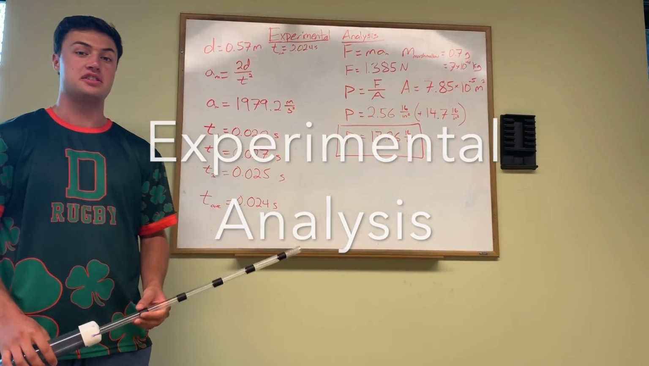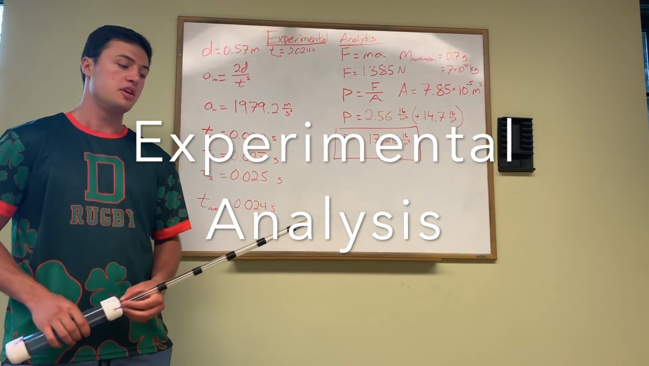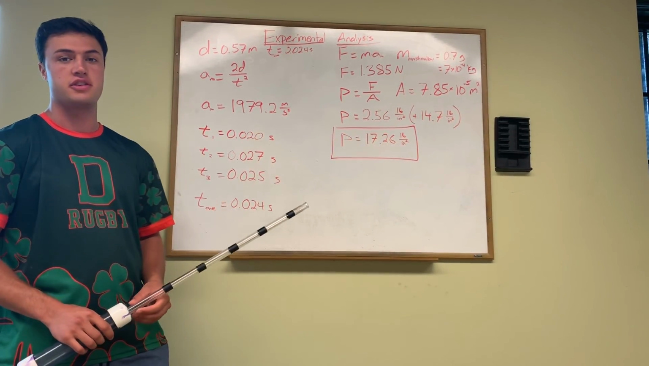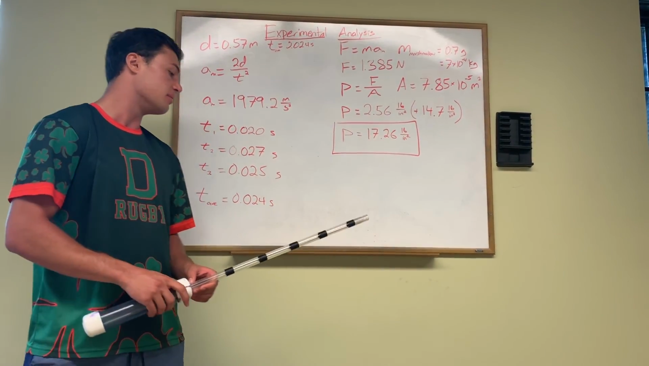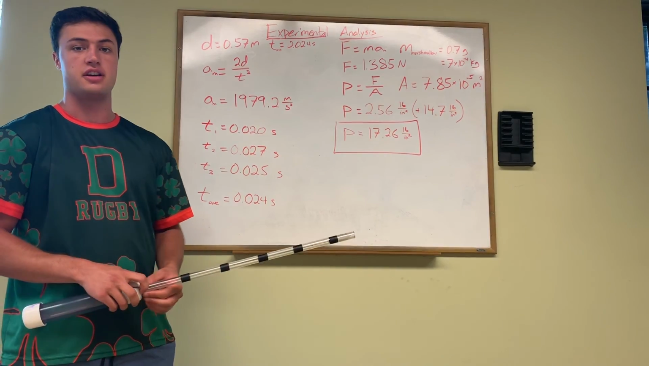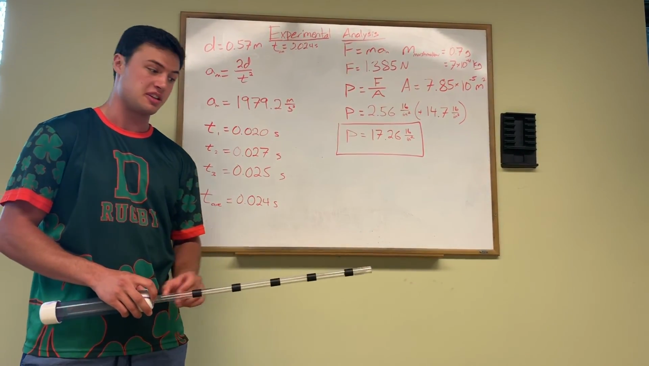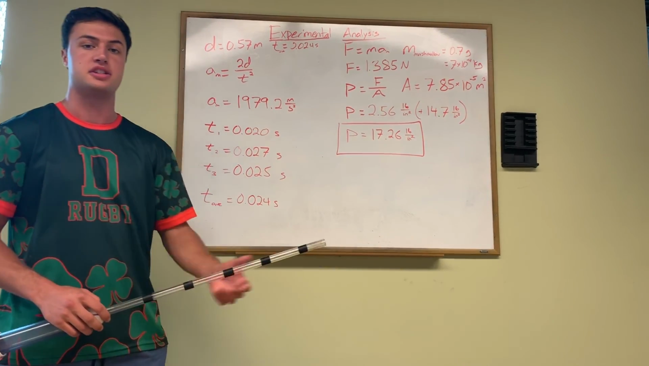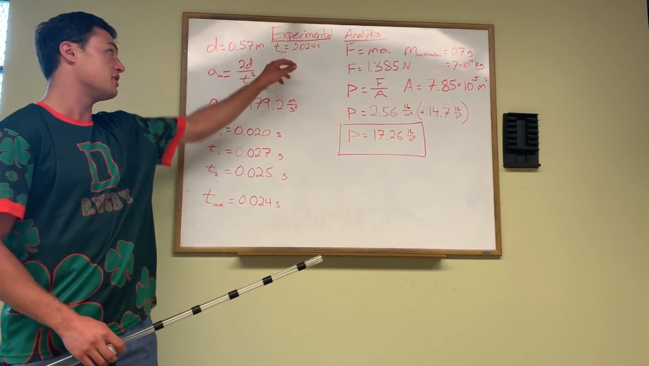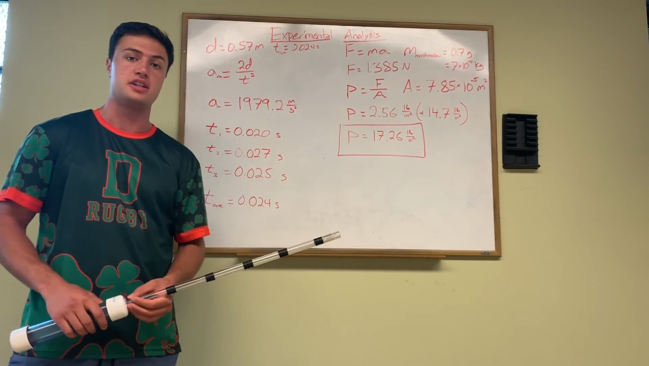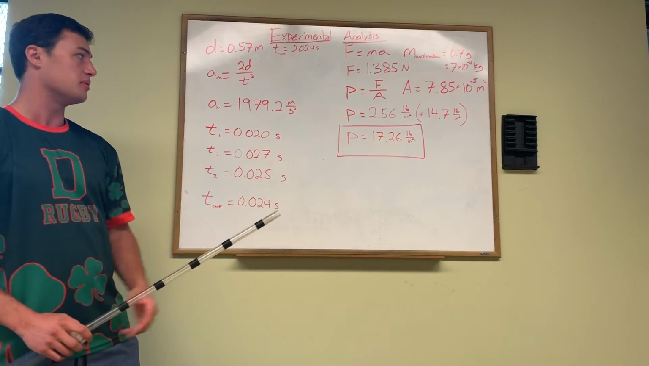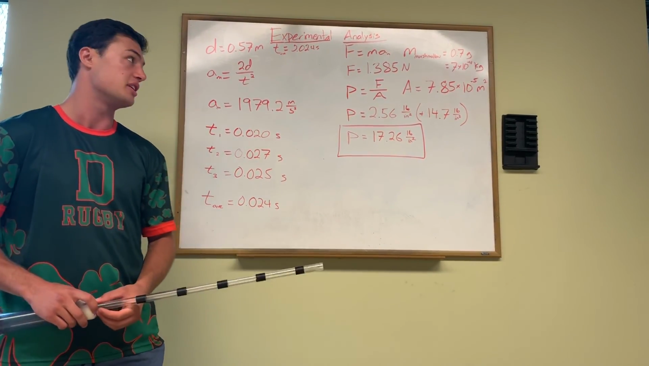So now I'll take you through our experimental analysis. We did this by first looking at the acceleration of our marshmallow. We measured the distance of our pipe and then found the average time it took for our marshmallow to travel through the pipe, assuming constant acceleration. We found the average time to be 0.024 seconds, and thus our acceleration was around 1900 meters per second squared.